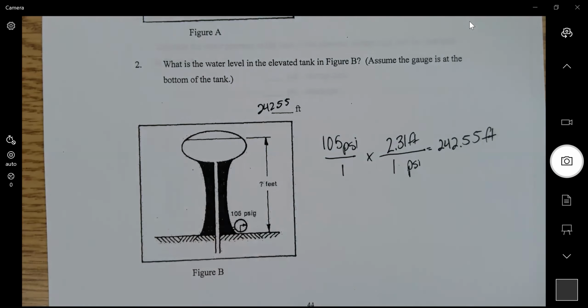I don't know what the largest or tallest water tower is in the world, but I'm definitely going to look that up on break now because I'm curious. So, all right. So 242.55 feet. All right.